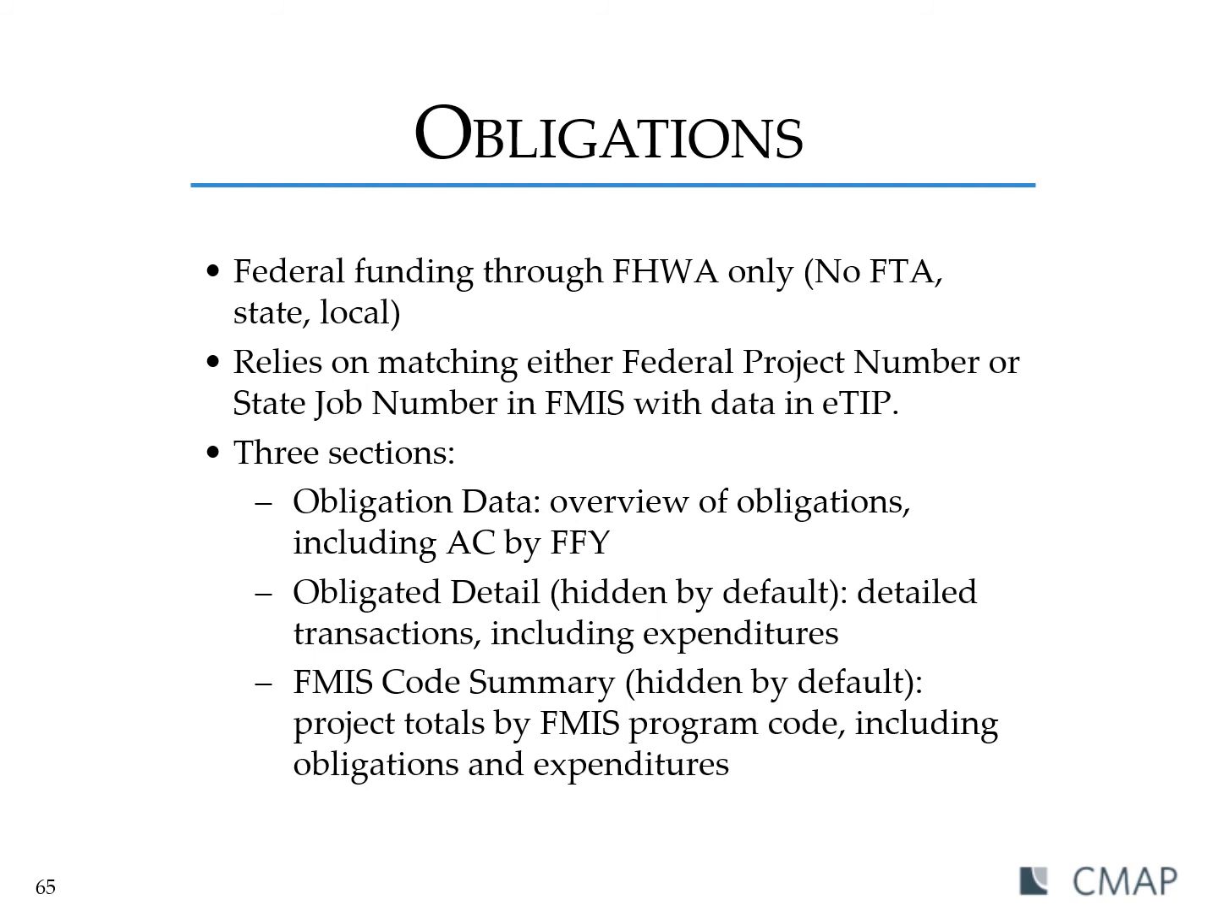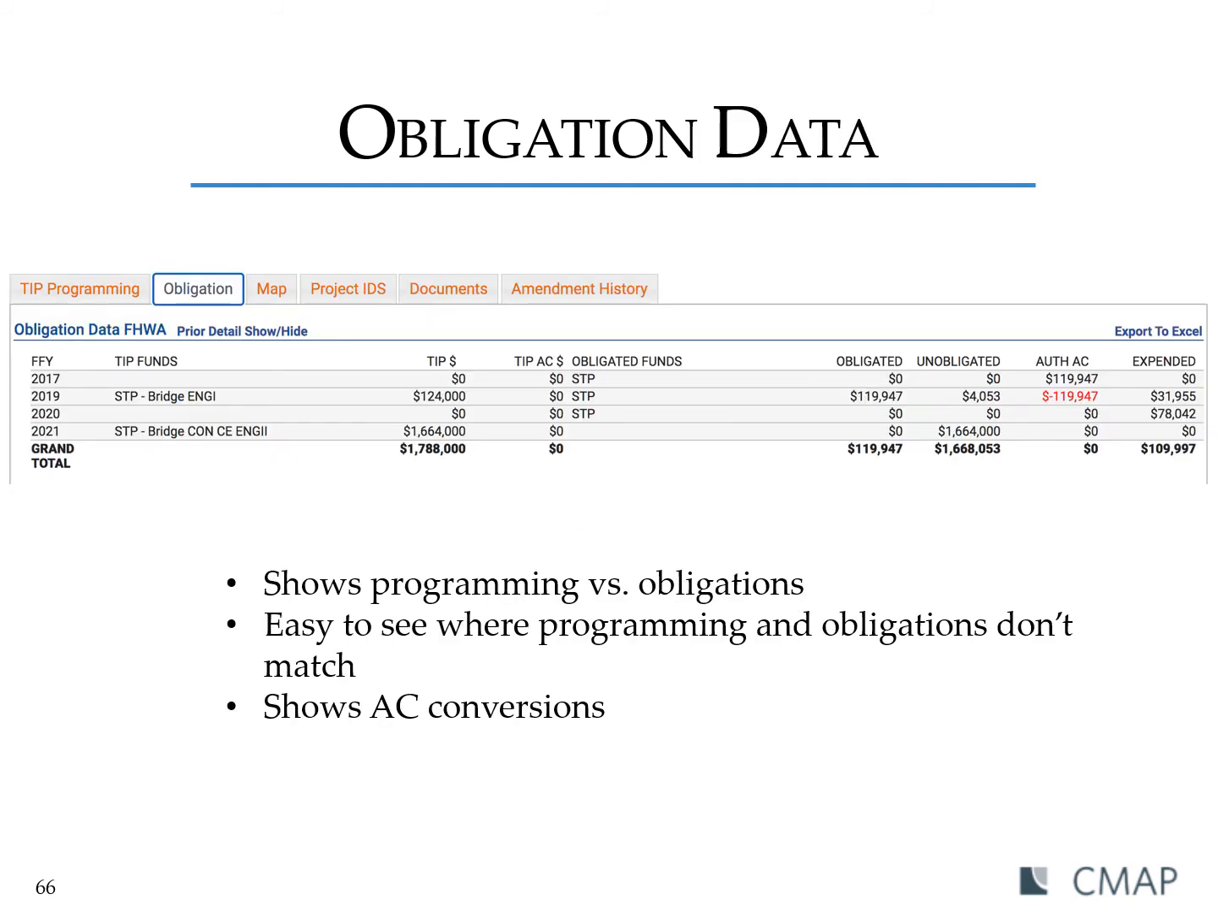So there are 3 sections on the Obligation tab. There's the Obligation Data, which is an overview of obligations. And then we have Obligated Detail, which shows detailed transactions. And then the FMIS Code Summary. Those last 2 are hidden by default. So here's the obligation data. Some things I want to point out here.